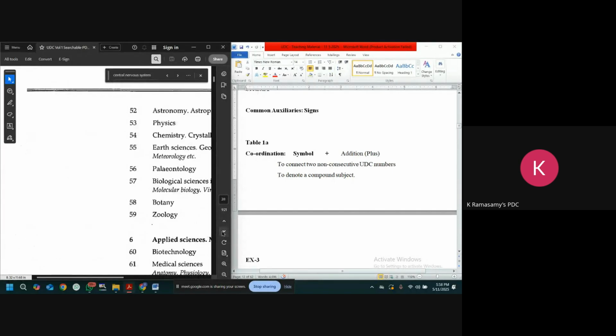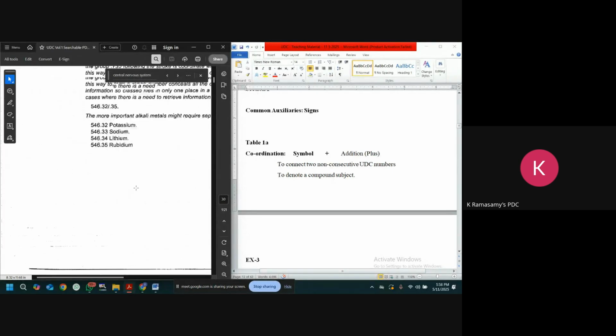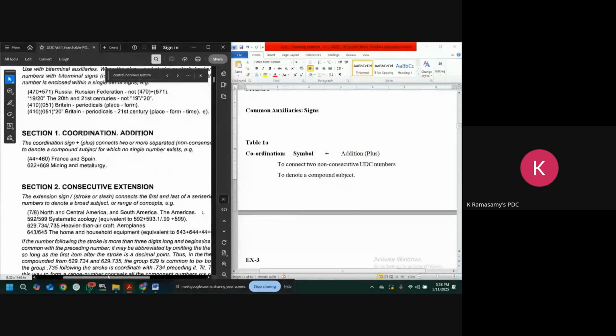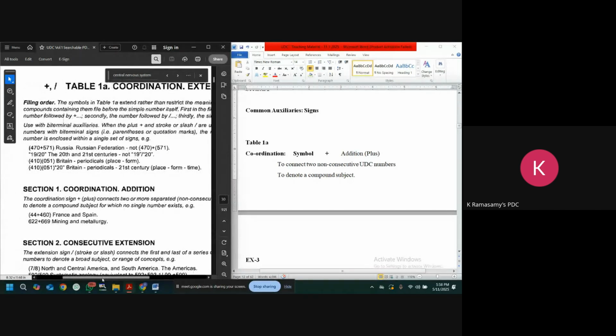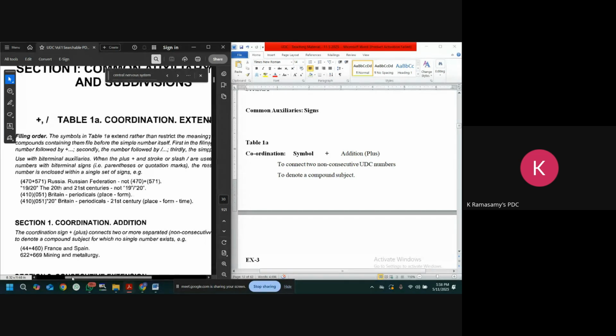Let me just go to volume 1. Yes, table 1A. Good. This is table 1A. See, table 1A talks about two important concepts. One is coordination and the other is extension. So whenever you want to add two UDC numbers, you can go for either coordination or extension. The symbol for coordination is plus. The symbol for extension is slash, stroke. We say stroke or slash. And we need to understand when we have to use a plus symbol and when we have to use a stroke symbol. Let us understand that.